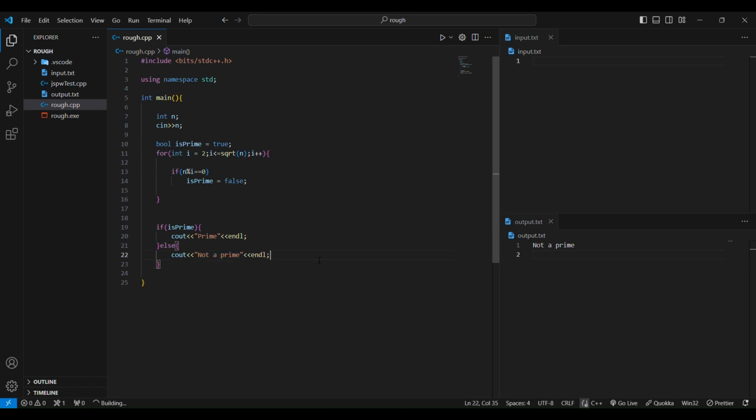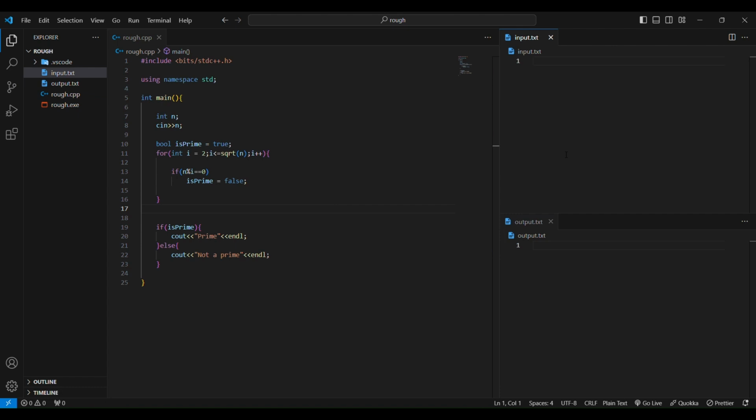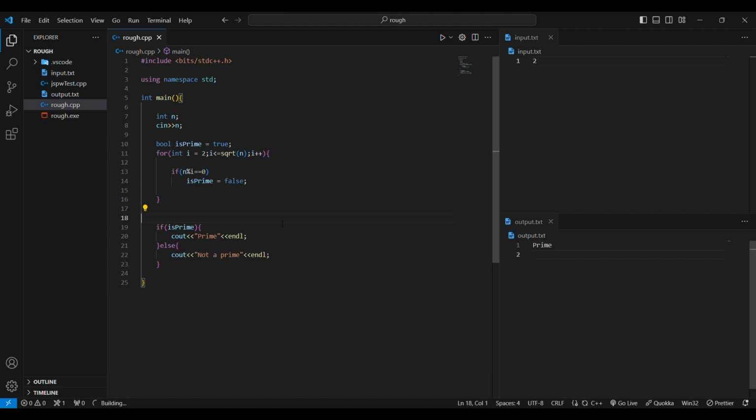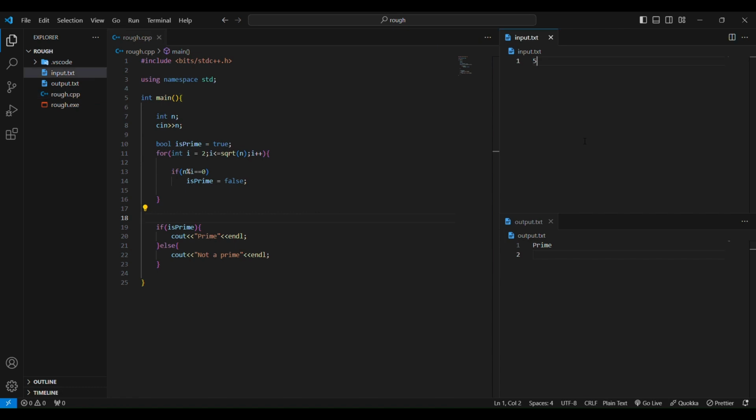So let's run this. Okay, I didn't give an input. Let's run this for some input. Let's say I'm giving 2. Okay, 2 is a prime. Fine. Let's give 5. Okay, 5 is a prime. Let's give something like 6. Okay, 6 is not a prime. So that's how you solve this problem using O of square root of n time complexity, right?